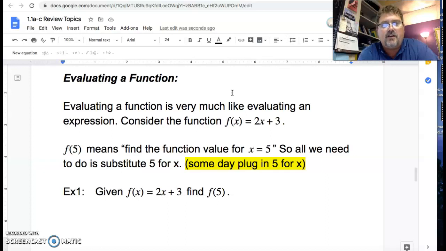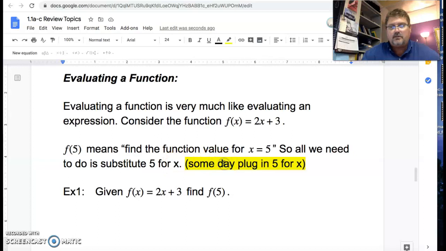Evaluating a function is very much like evaluating an expression. You've done that in those previous Delta Maths. Plug stuff in, right? Consider the function f of x equals 2x plus 3. That's the one we just looked at. All right, here's how you read this. f of 5 does not say 5 times f. That's a mistake. f of 5 means find the function value for x equals 5. So all we need to do is substitute 5 for x.